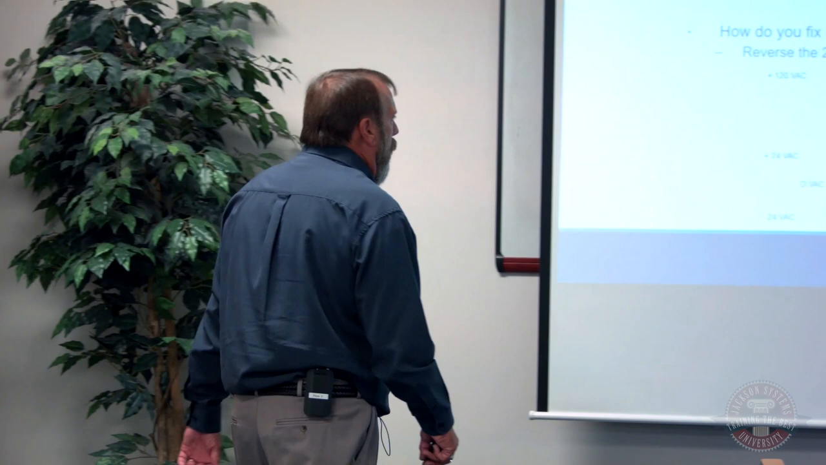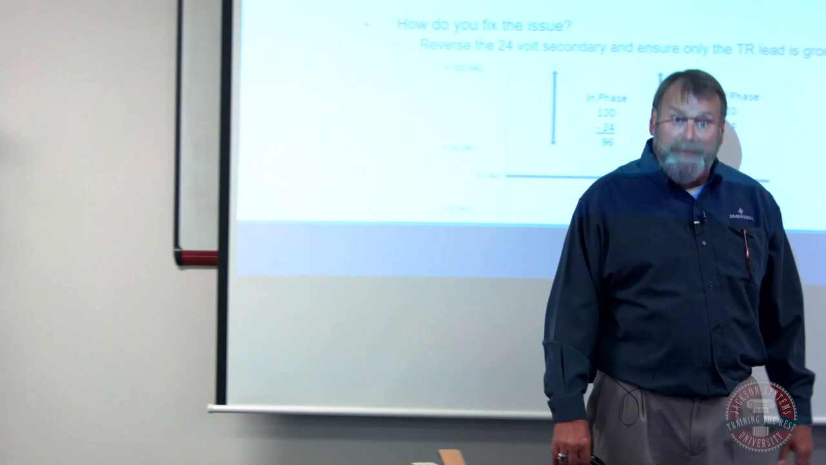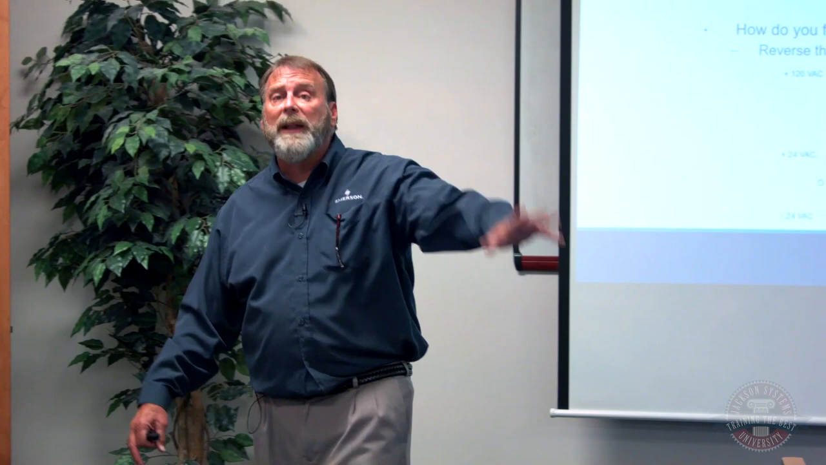So, Matt, just remember, when you measure between the blower door and TH, you want a small number. Is it going to be 96? Is it going to be 98, 102? Yes. It's going to be all over the board, but it's going to be a lot smaller than 120. If you see some big number over 120, you're out of phase. If you're out of phase, your polarity's wrong. And if you verify the primary was correct, it's got to be the transformer.